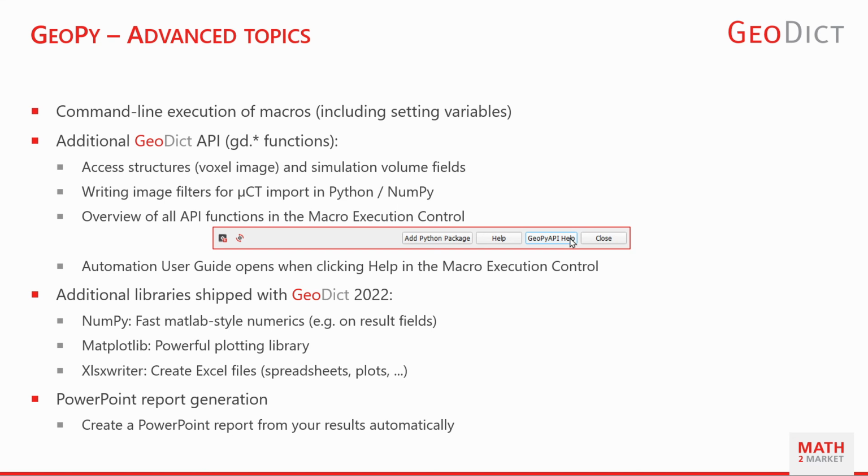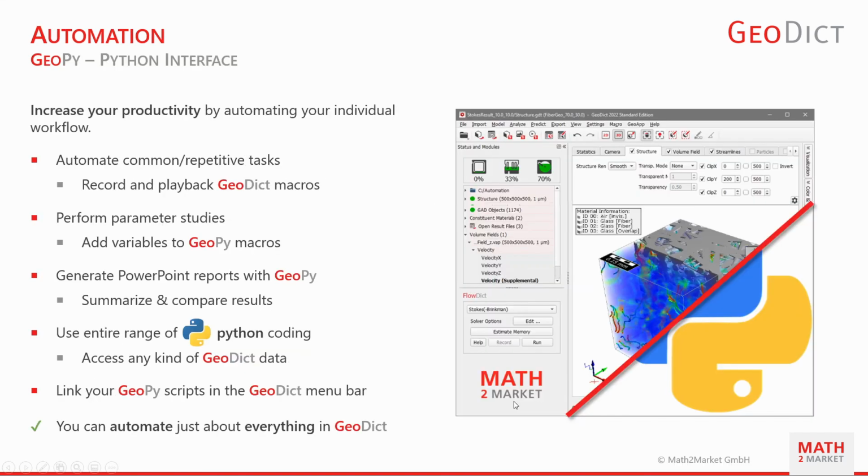And of course, as already teased, the generation of PowerPoint reports from GeoDict results can be automated. The built-in Python interface, GeoPy, enables the automation of any kind of workflow. This significantly increases the productivity and the usage of GeoDict. Macros created in GeoDict can be adjusted by using the entire range of Python functionality. Any kind of GeoDict data can be accessed and processed from Python scripts. And finally, results can be exported directly into PowerPoint presentations. This enables, for example, the execution and individual presentation of parameter studies.